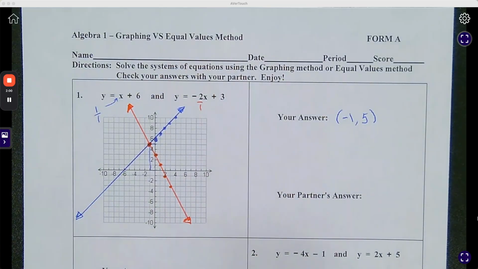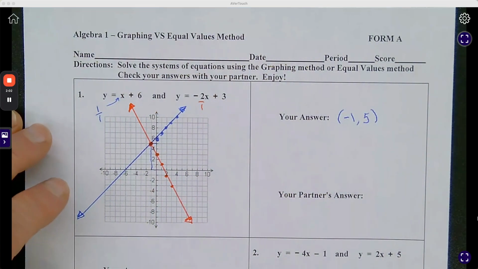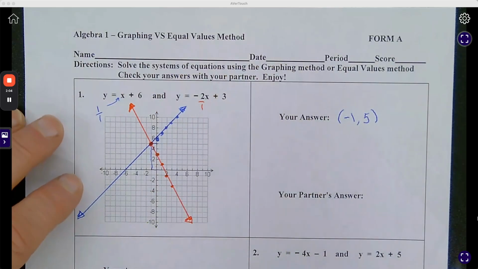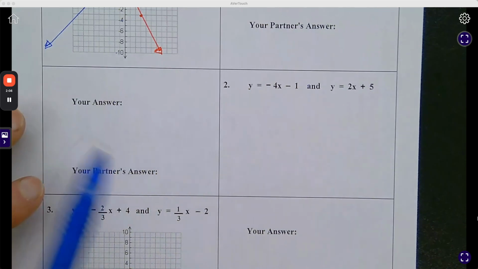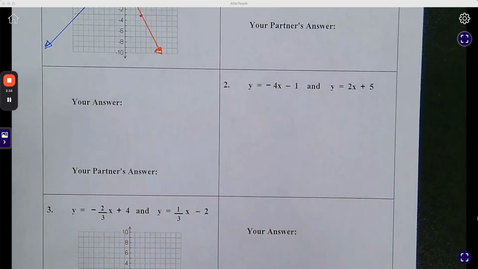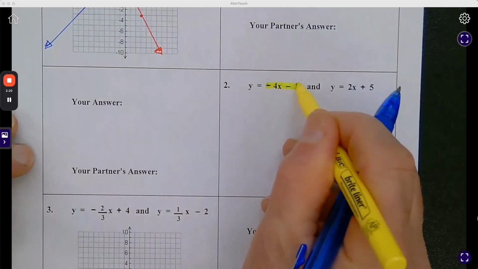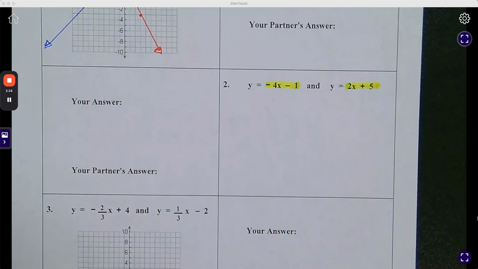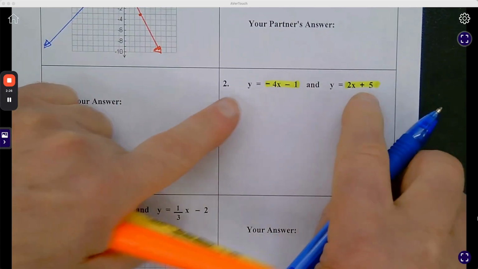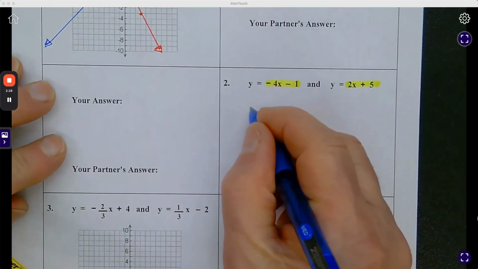Then I'm going to go find my partner's answer when they're done with their side, and they should match. Now in the second problem, my partner's going to do it by the graphing method. I'm going to do it by the equal values method. The equal values method is very, very clear. If you have y equals with two equations, then if y equals this and y equals this, this y value is the same number. So these expressions should also be the same number.